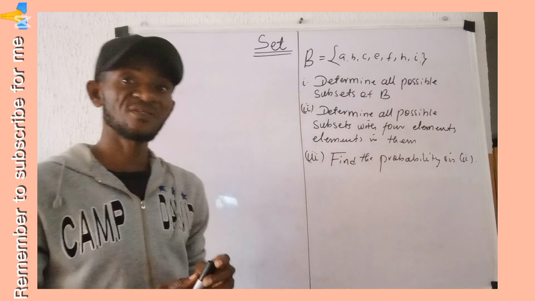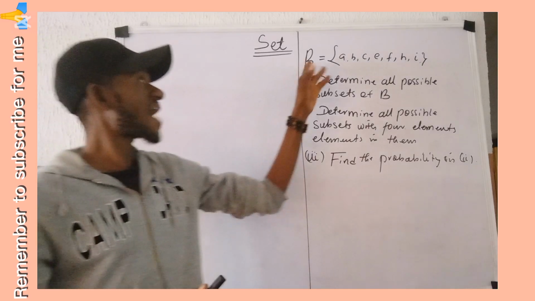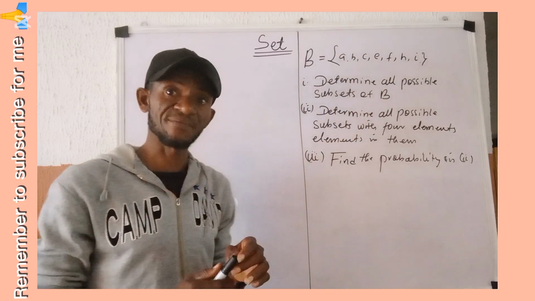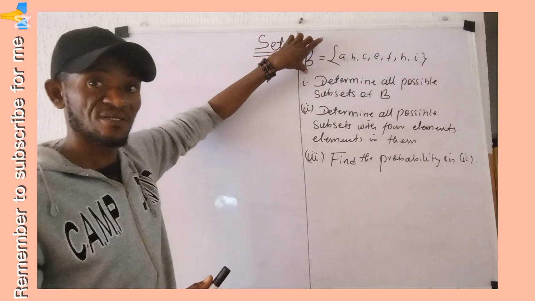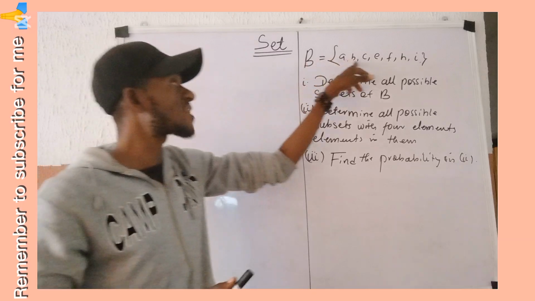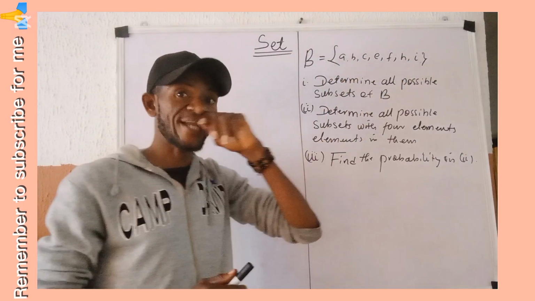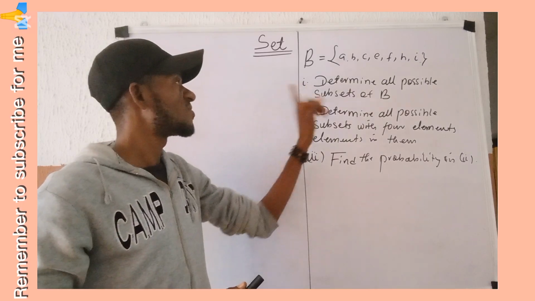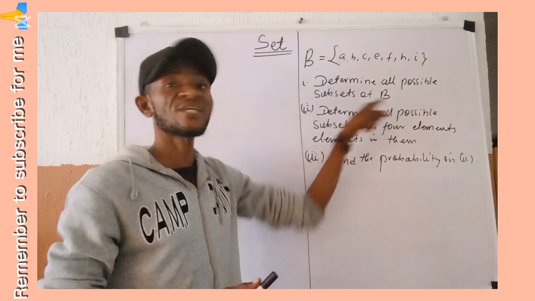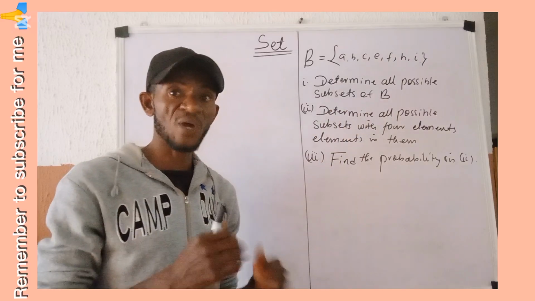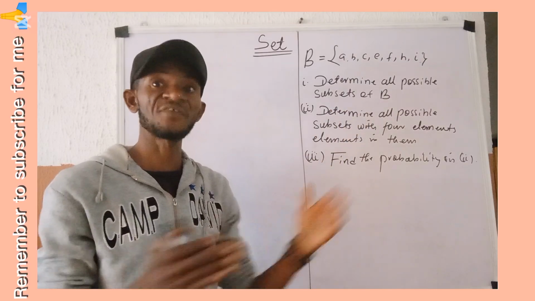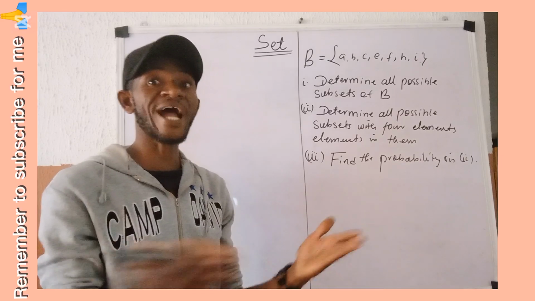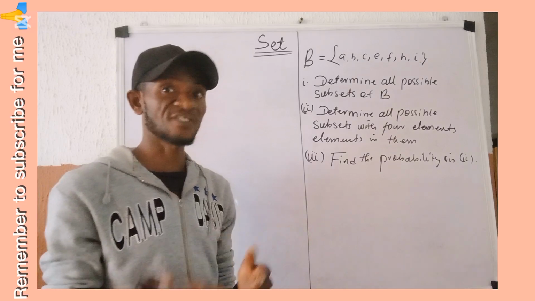The question we have on the board says that a set B is defined with the following elements or members inside it. This is a set defined as B. This set B contains all these elements inside it. Question I says we should determine all possible subsets of B. And when we talk about all possible subsets of a given set, you are talking about power of sets. And we already had given a formula for power of the set.